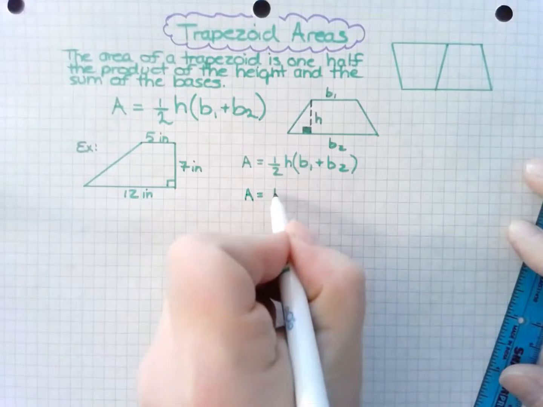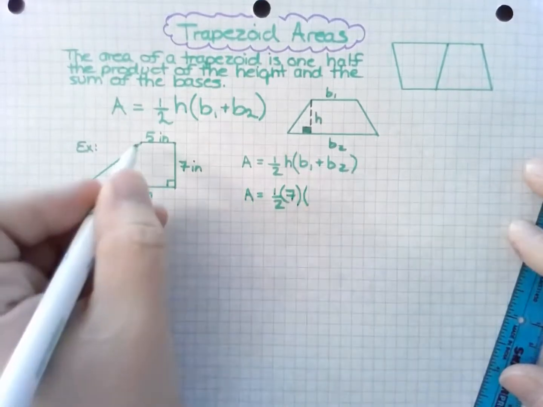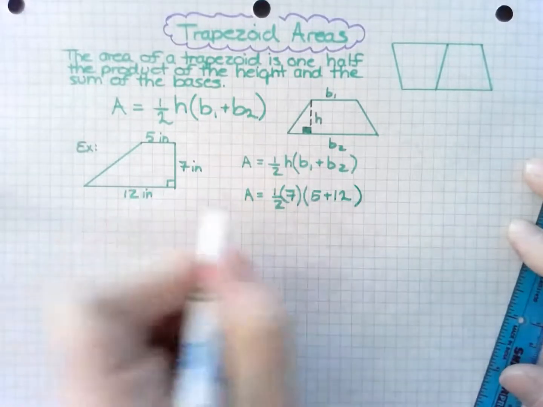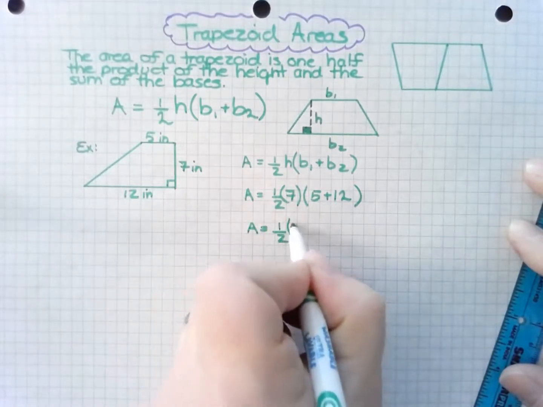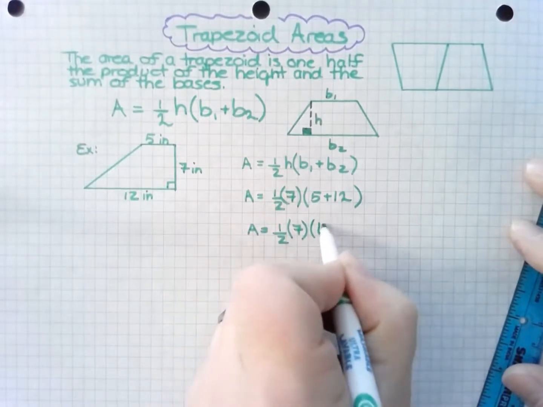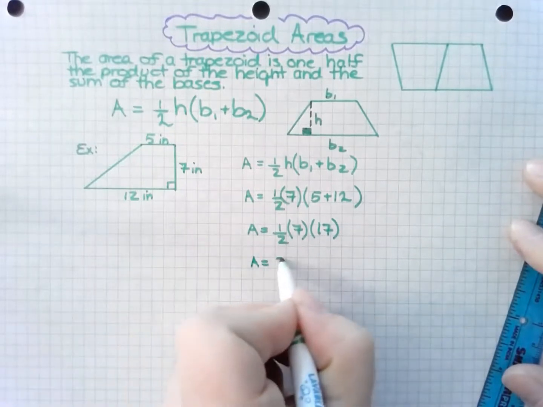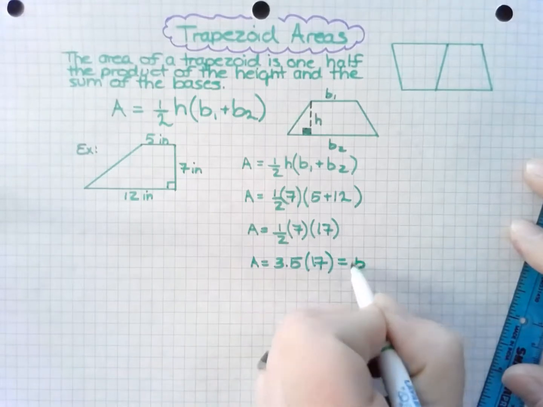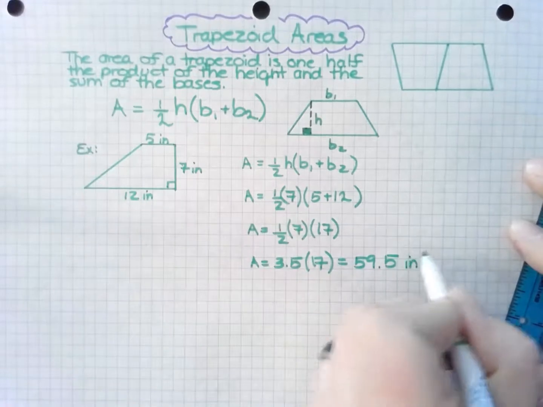Area is equal to 1/2, the height is 7, and the bases added together are 5 and 12. And I can simplify. I can do what's in parentheses first, so I have 1/2 times 7, plus 5 plus 12 is 17. And then I can simplify this. Area is equal to 3.5 times 17, which gives us 59.5. And I want to remember my units, inches squared.